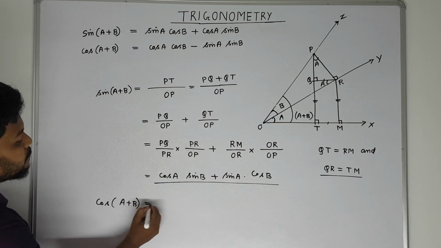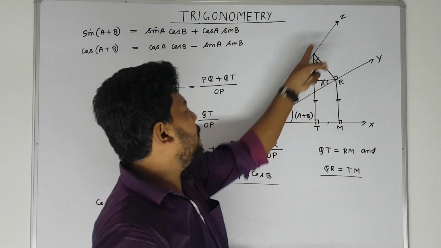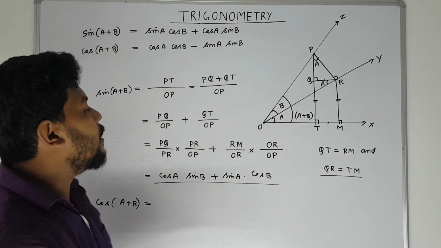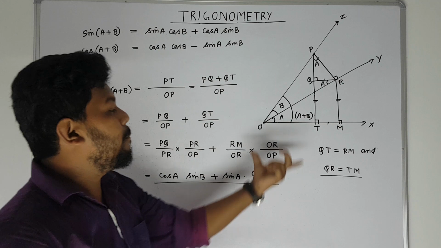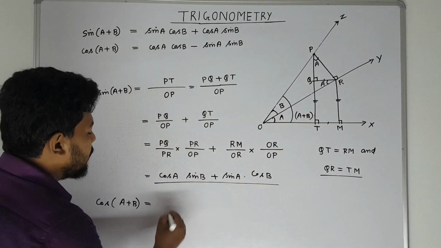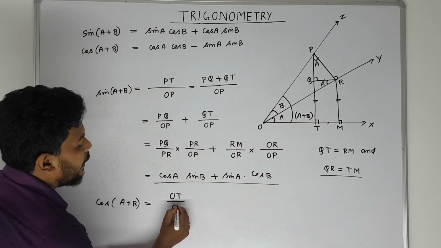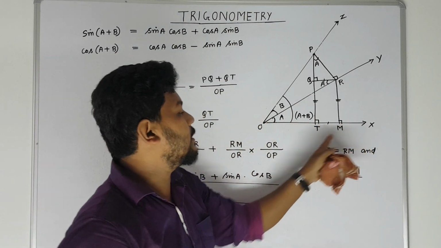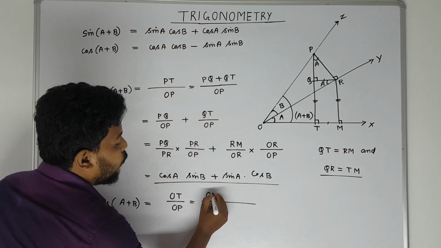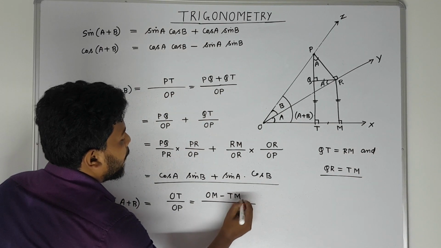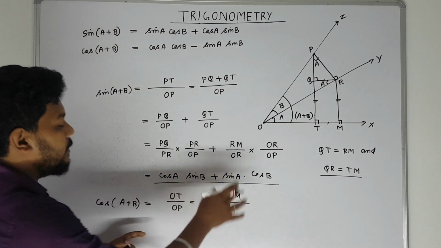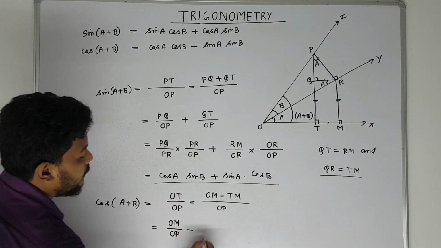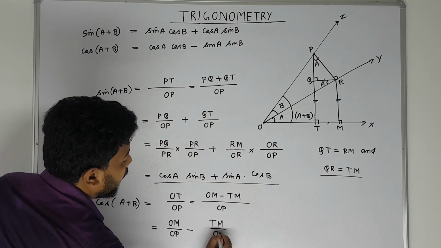For cos A plus B, we know for the triangle OPT, the value of cos A plus B will be equal to base by hypotenuse. So it must be equal to OT by OP. Now what is your OT? OT is equal to OM minus MT or TM. You can write OM minus TM by OP. If I separate them, I will get OM by OP minus TM by OP.